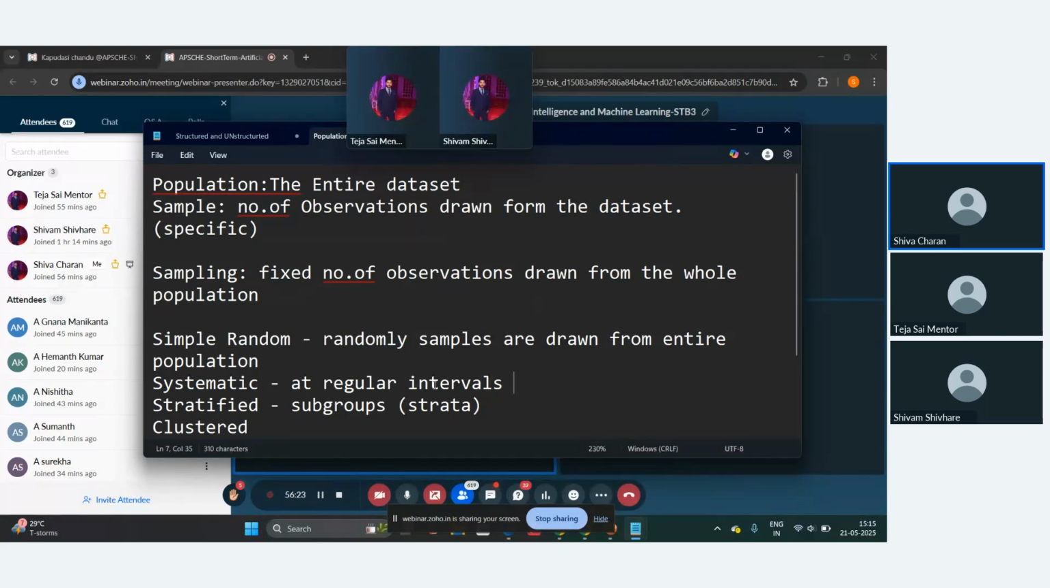And coming to subgroups, let's say we have a data set, and in this we have a column. Let's say that column is the type of house.